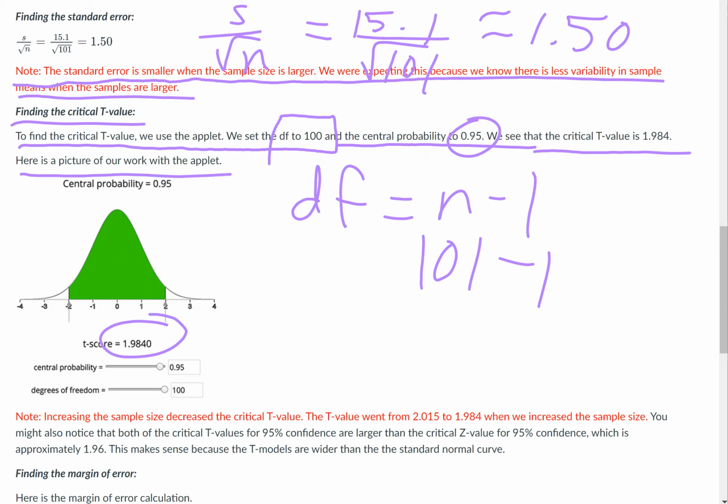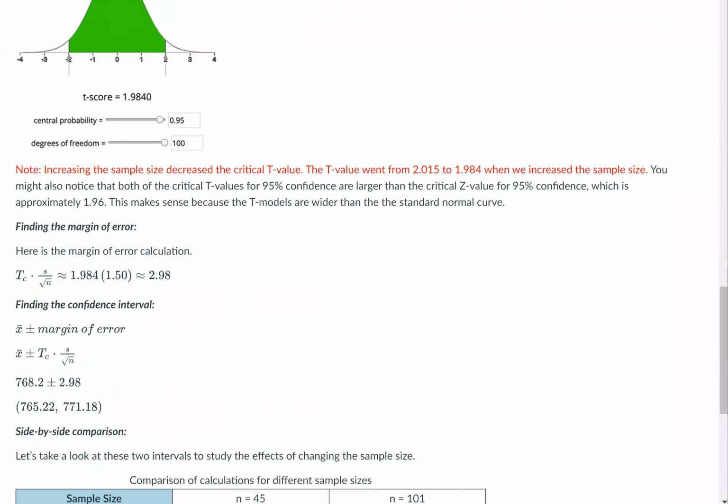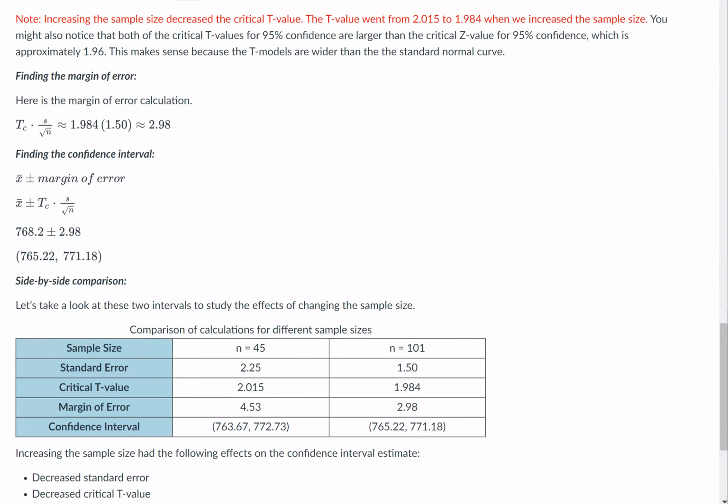Okay, now let's use this t value. Note in the red writing here: increasing the sample size decreases the critical t value. The t value went from 2.015 when n was 45 to 1.984 when n was 101. You might also notice that both of the critical t values for 95% confidence are larger than the critical z value for 95% confidence, which is approximately 1.96, from the previous work we did in earlier units.